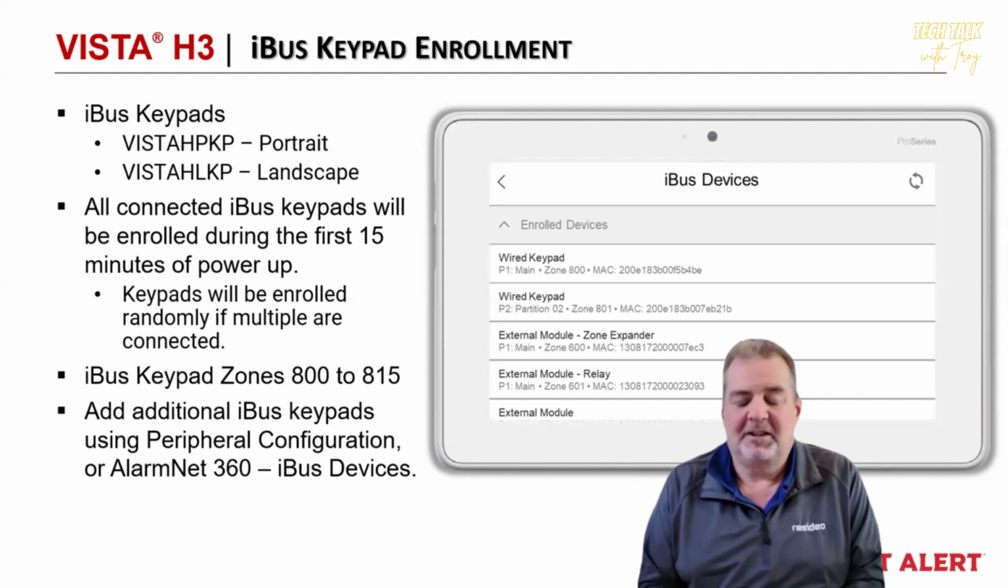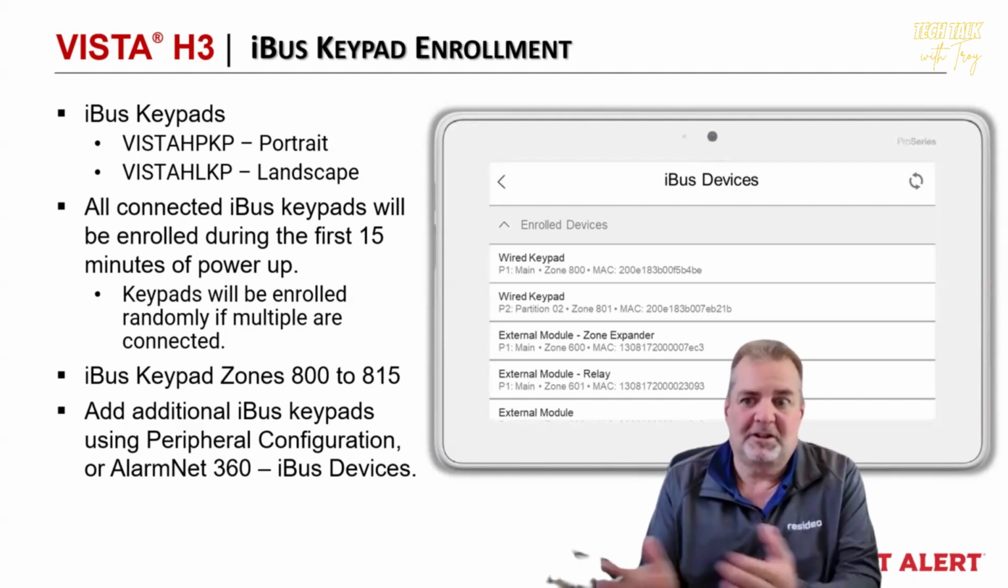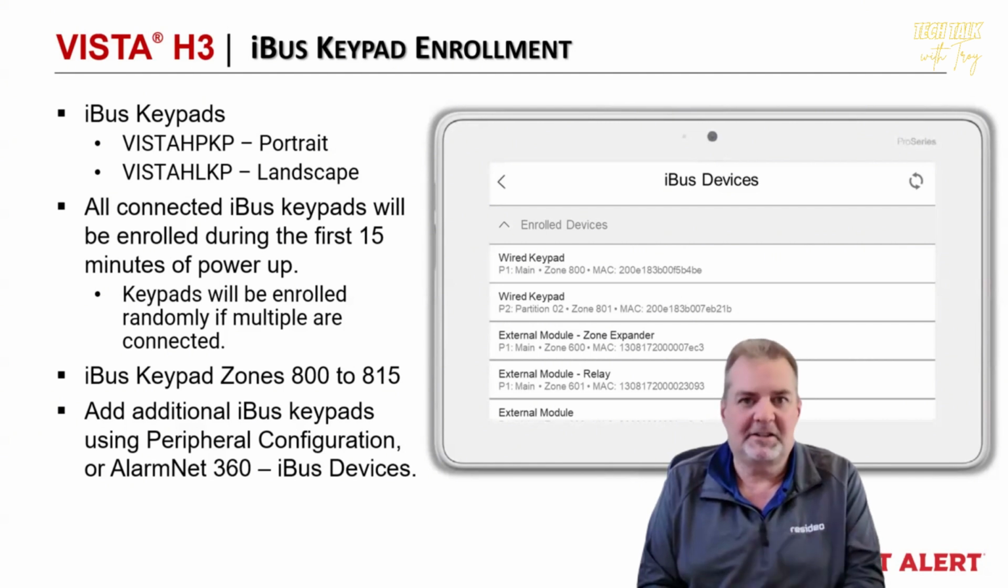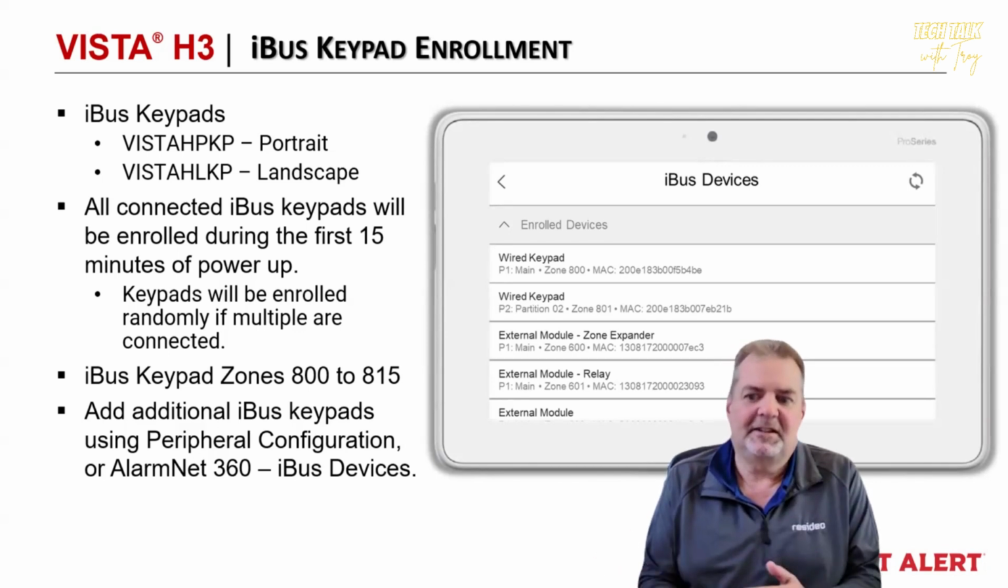Of course, there's no way to know exactly which one's going to enroll in which order. So you would need to check with each keypad or connect one keypad at a time to know the exact order that they connected. The iBus keypad zones are going to be from 800 to 815, and that also includes the Pro 6 wireless keypads that you may use.